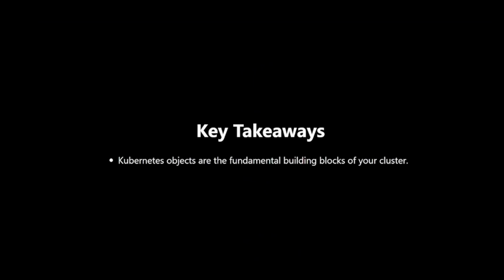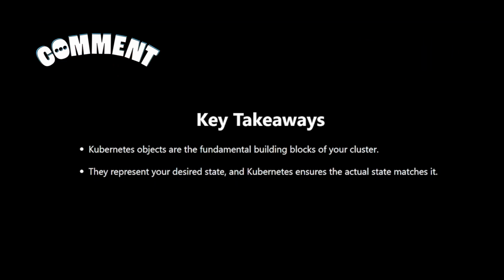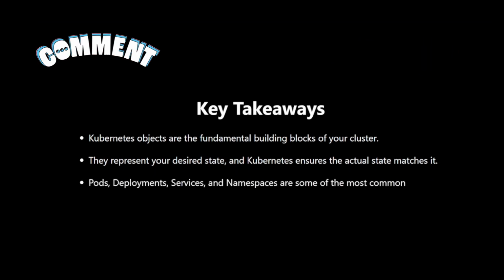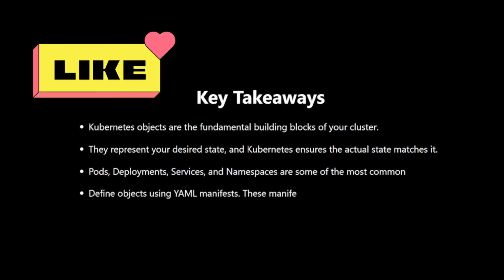Key takeaways. Let's recap the key points. Kubernetes objects are the fundamental building blocks of your cluster. They represent your desired state, and Kubernetes ensures the actual state matches it. There are various types of objects, each with a specific purpose. Pods, deployments, services, and namespaces are some of the most common.